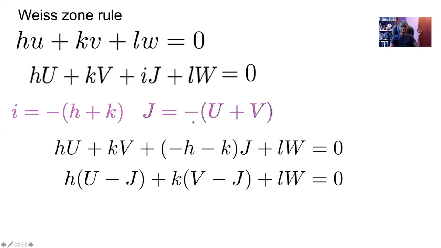But we retain the fact that the third index is simply the negative of the sum of the first two, just as we did for i. So if we take this equation now, and we substitute for this I, then we obtain this, minus h minus k, J. And if I take all the terms in H and all the terms in K together, then this equation simplifies to H into (U minus J) plus K into (V minus J) plus LW equals zero. And therefore, I can directly compare this equation with the three index equation and write that u is equal to capital U minus J, okay? And similarly, v is equal to capital V minus J, and so on.